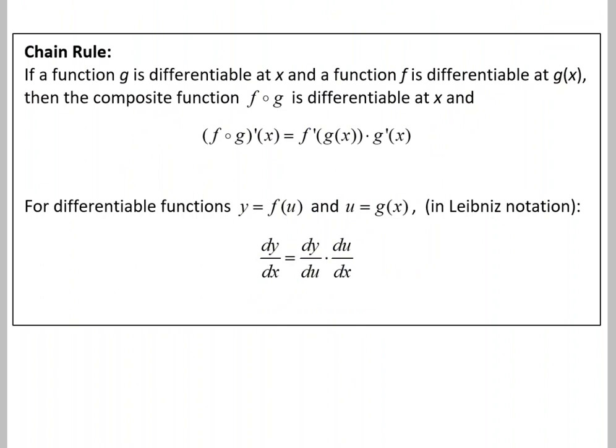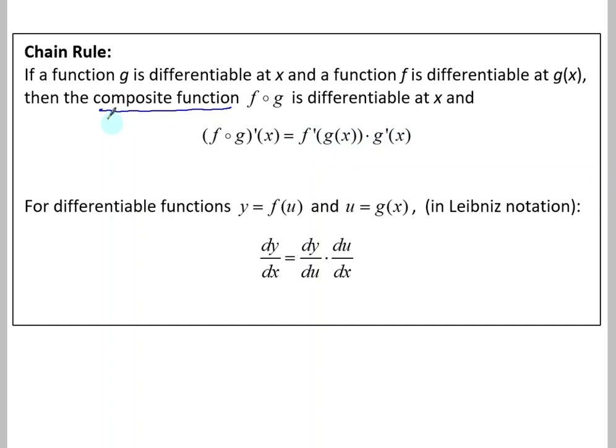Let's take note of exactly what the chain rule is. If a function g is differentiable at x and a function f is differentiable at g of x, then the composite function f of g is differentiable at x, and (f of g) prime of x equals f prime of g of x times g prime of x.